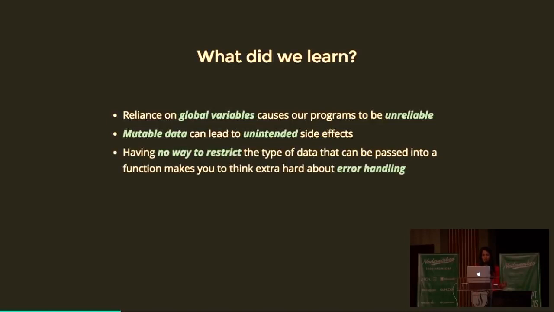Having no way to restrict the type of data that can be passed into a function makes us think extra hard about error handling. Because in JavaScript we don't have types, we can pass in anything, and so we have to do extra error handling in the function. And type coercion, like undefined squared being NaN or string squared being zero, makes it hard to predict the behavior of our code.